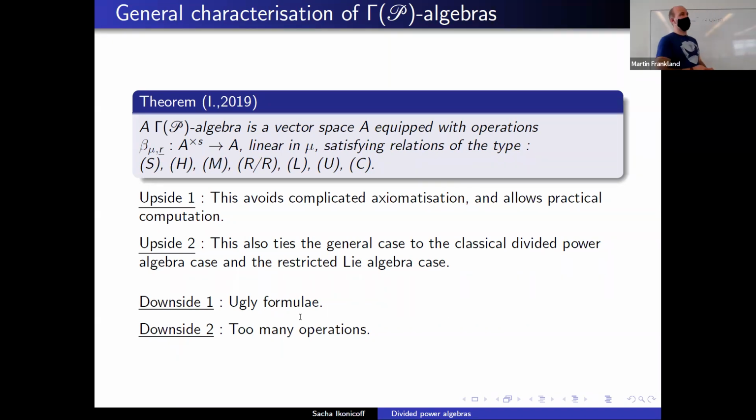But the downside is, first, that the formulas are super hard to work with. They're very ugly, and there are way too many operations. If you look at just restricted Lie algebras, the definition had a hook and a P map. But with this characterization, you have an infinity of operations that you then have to minimalize by proving that they're related to one another. So that's why this theorem is the right beginning of study for divided powers. But then, depending on the operad that you choose and the characteristic, you have to simplify. Otherwise, working with that is a bit too hard.